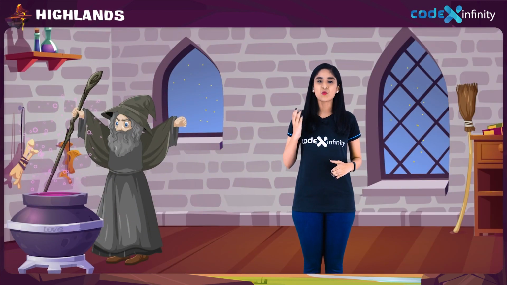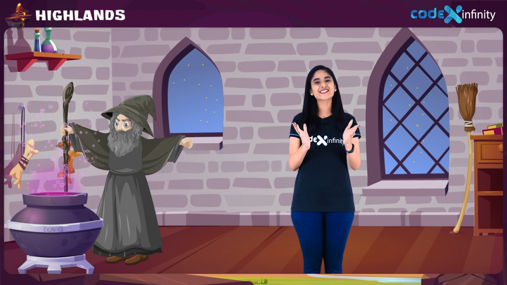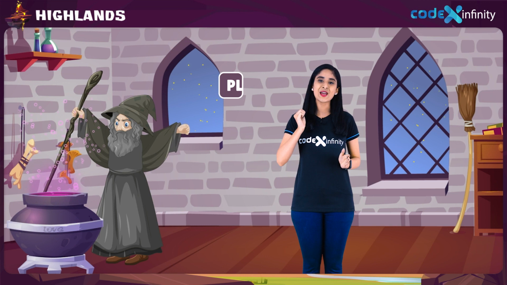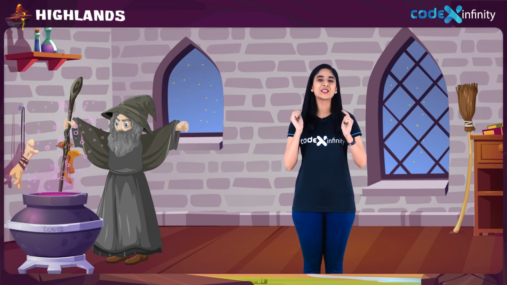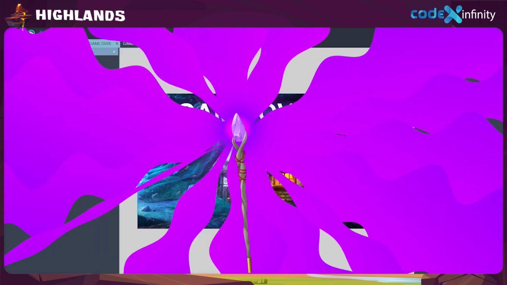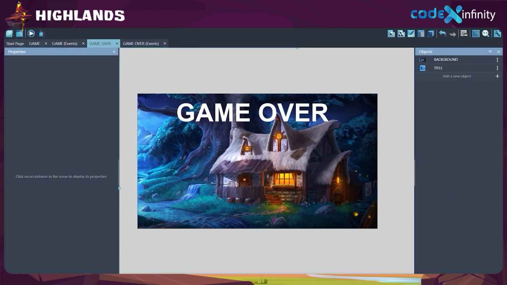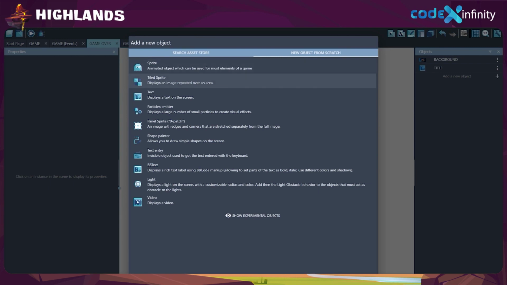Now we have to add one more object to this scene. Can you guess it? Yes dear, you are correct. It is the Play Again button, as this Game Over scene will not be completed without adding the Play Again button to restart the game. So to add the Play Again button, go to the Object tab and click on Add a new object. You know what to do, right?